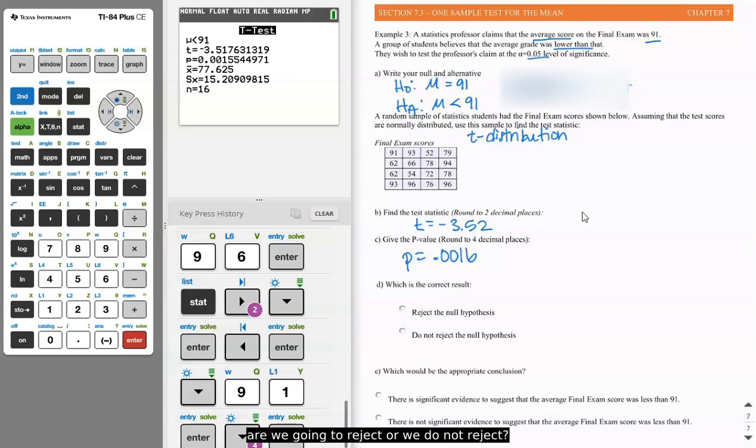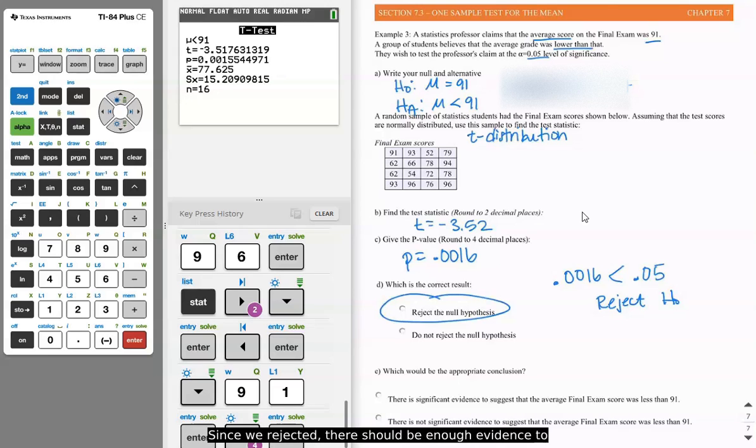Now it says, which is the correct result? Are we going to reject or do not reject? So if I recall, this is what we did before. So 0.0016, this is my p-value. We want to compare this to alpha. So since alpha is larger, we are going to reject the null. So we're going to reject the null hypothesis.